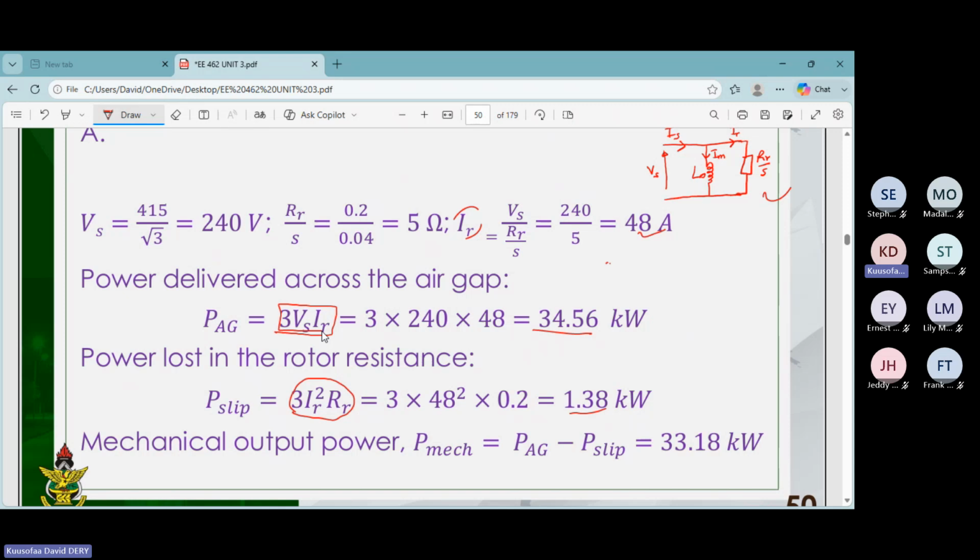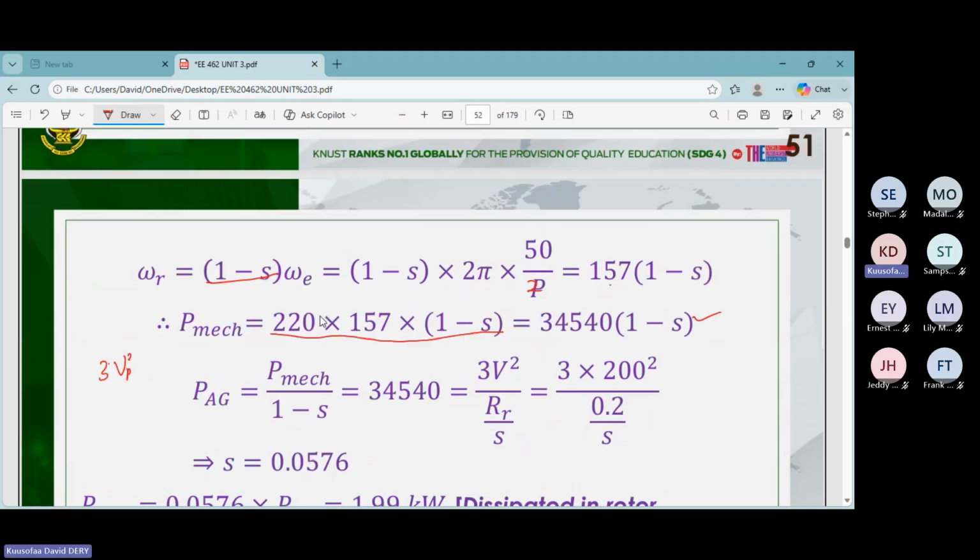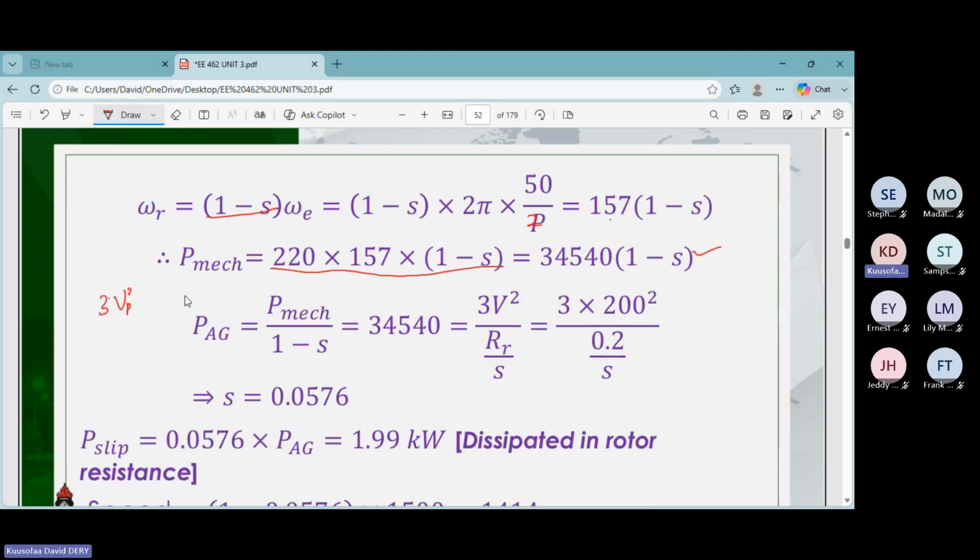This is what we have. So this is what we are having at this point. There's a relationship for PAG, so we can go and put it there, substitute in at this point, right? So that is what we are basically trying to do.